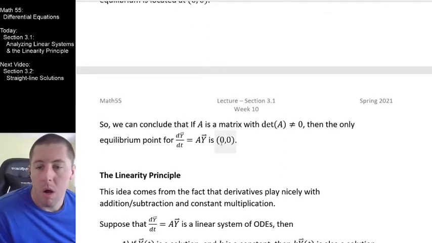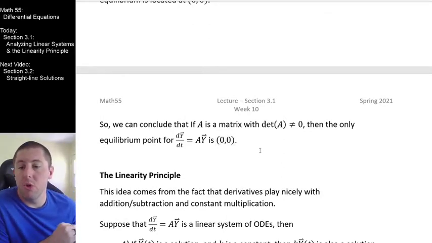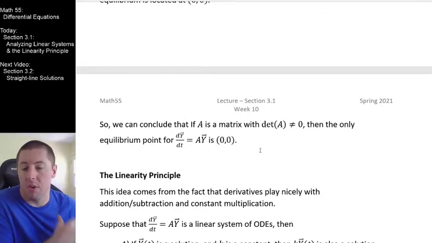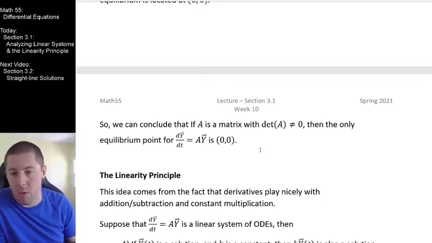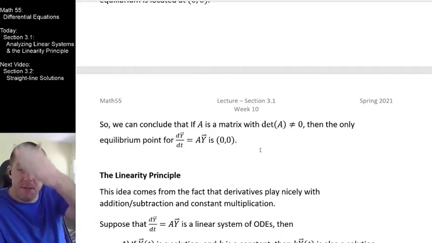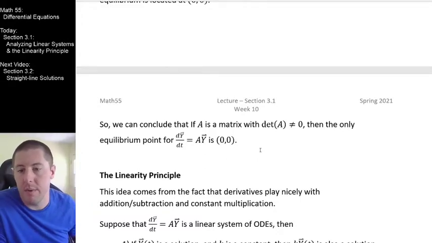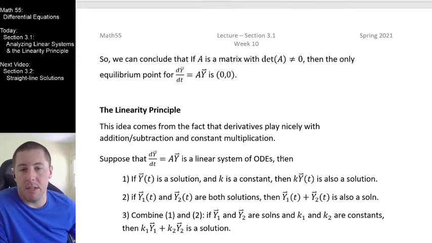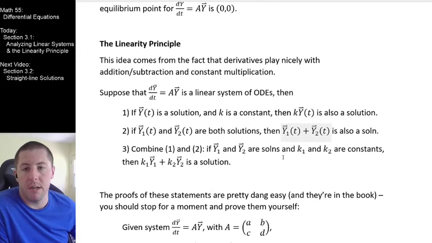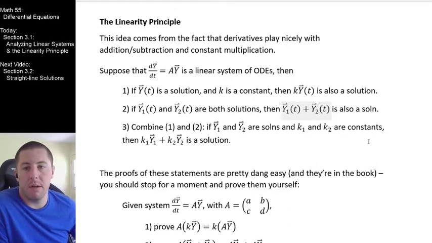All right. So what we now want to do is use this to help relate to the overall general solution that we're going to see. What's a general system of equations that we can come up with that parametrically defines all of those infinite solution curves that we see when we go to our phase plane plotters? The linearity principle is what's going to provide it for us here. So let's talk about the linearity principle.